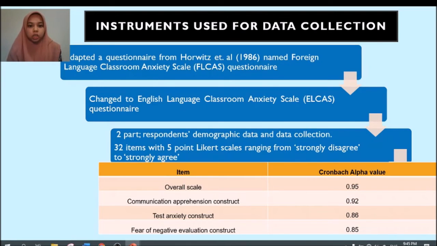This is the instrument that I use for the data collection. I adapted a questionnaire from Horwitz et al. 1986 named Foreign Language Classroom Anxiety Scale Questionnaire, and I changed it to English Language Classroom Anxiety Scale Questionnaire because in this study I focus on English. There are two parts. First is respondents' demographic data, and the second is data collection. There are 32 items with 5-point Likert scales ranging from strongly disagree to strongly agree. I conducted the Cronbach Alpha, and the overall scale is 0.95, which is highly reliable, and all constructs exceed the value of 0.7. Therefore, the questionnaire used is reliable.